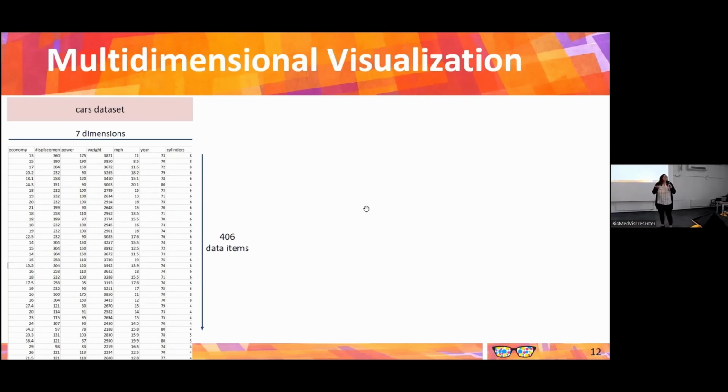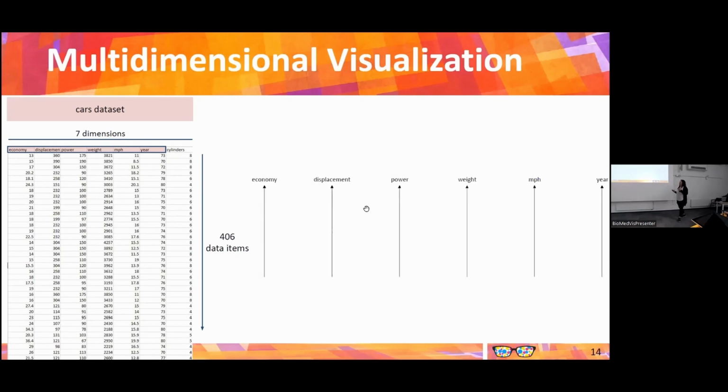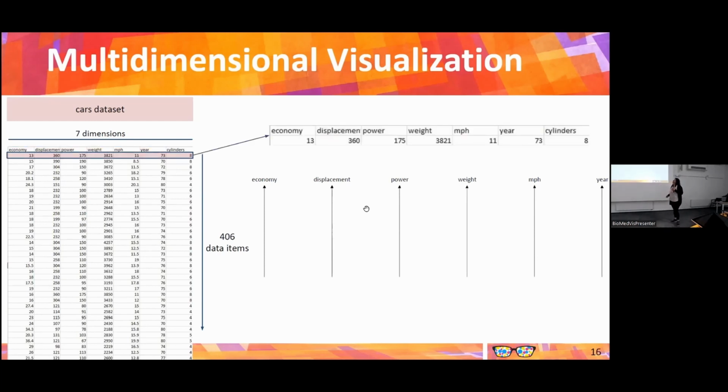With parallel coordinates, what we will have is axes, and these axes will be parallel. The thing is pretty simple: we can have one axis for each dimension. In this case, if we take the first 6 dimensions, we will have 6 parallel axes. And how do we plot these data items on these axes? Well, let's take the first one. We take the value for one dimension, for example, economy is 13, and we plot a point on this axis, and we do the same for all the dimensions.